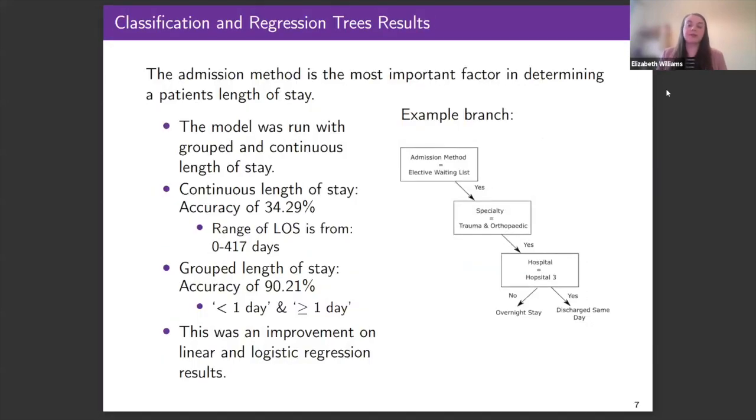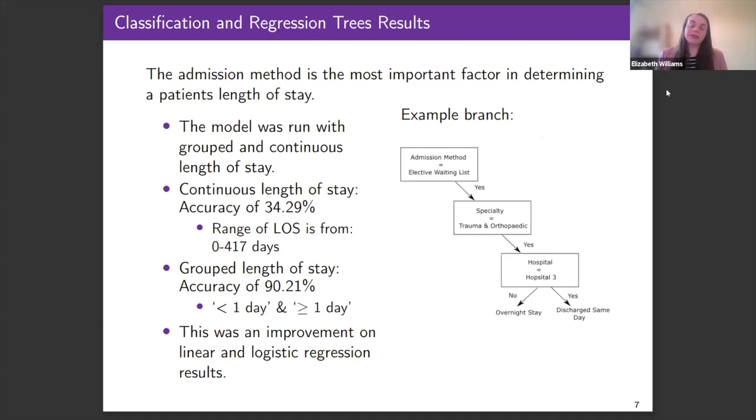So what we found was that the admission method is the most important factor in determining a patient's length of stay. As I mentioned, the model was run with grouped and continuous length of stays, and our continuous length of stay accuracy was only around 35%. But this was because our range of length of stay was between 0 and 417 days with a maximum number of 30 leaf nodes. So this was quite difficult. However, this was still an improvement on linear regression, which shows the benefit of using these algorithms.